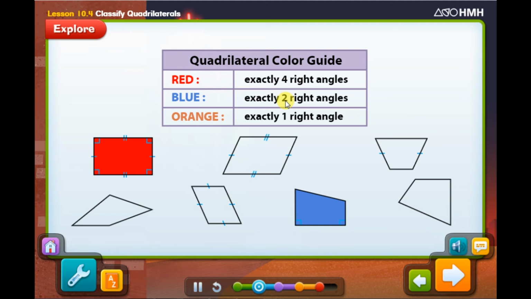Which of these quadrilaterals appears to have exactly 1 right angle? 1 right angle. So we will color it orange. This quadrilateral has 1 right angle. We'll color it orange.